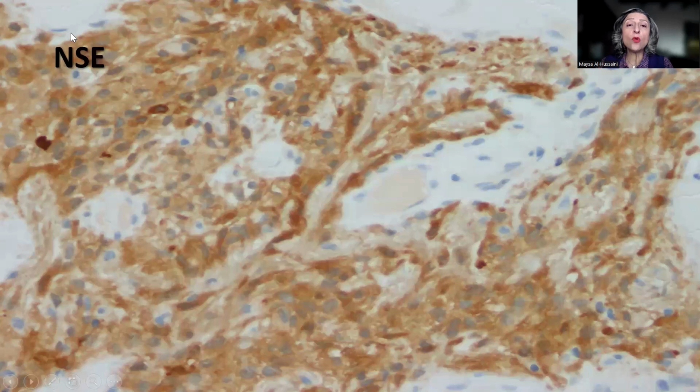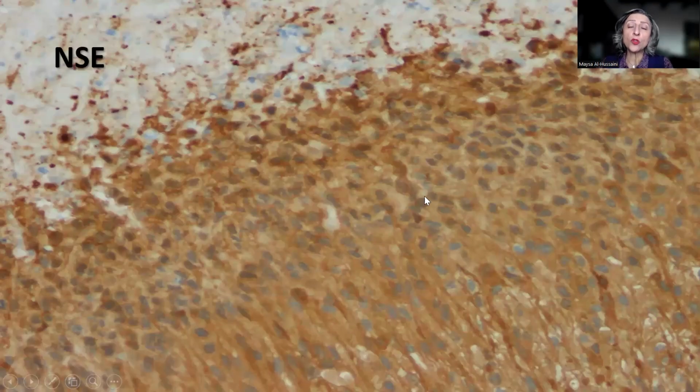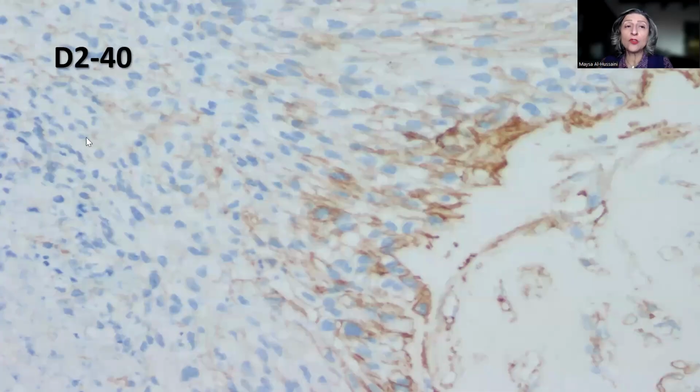Now, NSE also was beautifully positive both in the areas with the more typical growth pattern where we have the tumor cells growing in nests or in small groups separated by the vasculature, or more so in the solid areas around the areas of necrosis. So inhibin and NSE are a strong supporter of the diagnosis of hemangioblastoma rather than a glioblastoma.